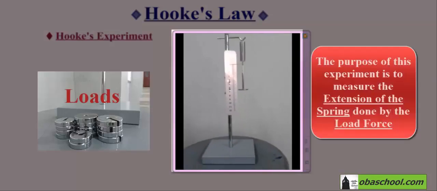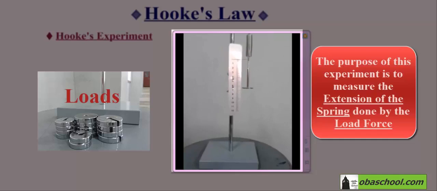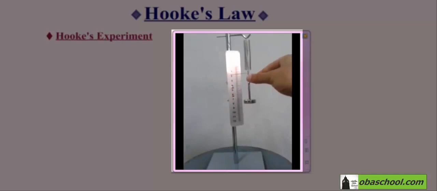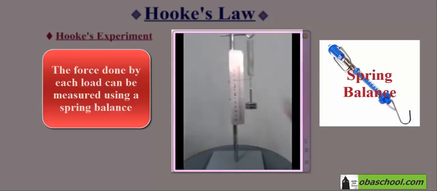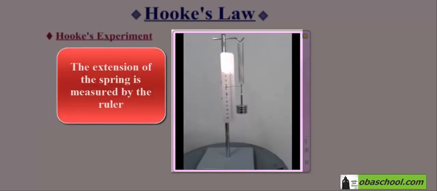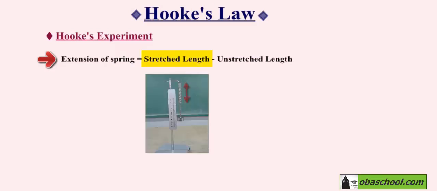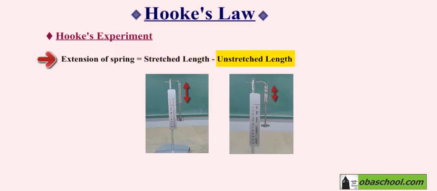The purpose of this experiment is to measure the extension of the spring done by the load force. The spring indicator should be placed at 0 on the ruler. Then we start increasing the loads. We notice that the spring is stretching. This expansion is measured from the point 0. The extension of the spring is equal to the stretched length minus the unstretched length. The stretched length is the final measurement of the spring on the ruler. The unstretched length is the length that the spring started with, the initial state length.